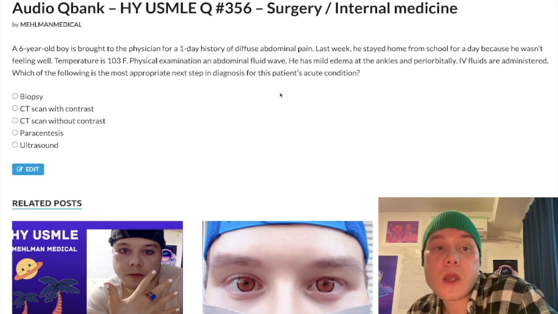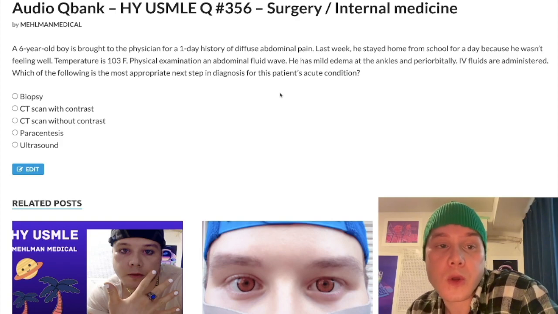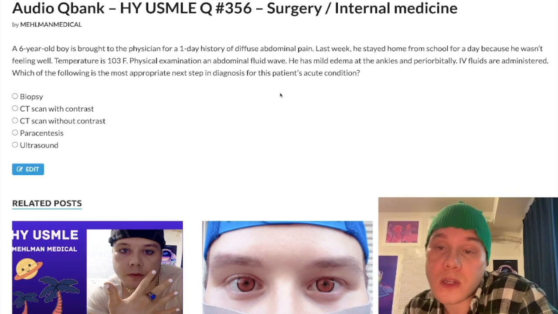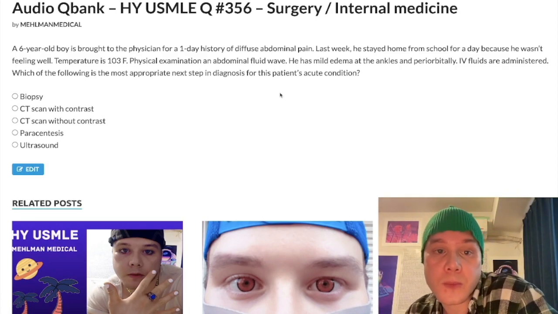Very valuable question here. Now, we've got this 6-year-old boy, one-day history of diffuse abdo pain. Last week, he stayed home from school for a day because he wasn't feeling well. Temperature 103 Fahrenheit. Physical exam shows abdominal fluid wave, mild ankle edema and periorbital edema. IV fluids are administered. Questions asking for the most appropriate next step in diagnosis for his acute condition.